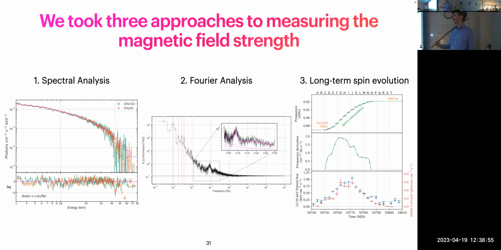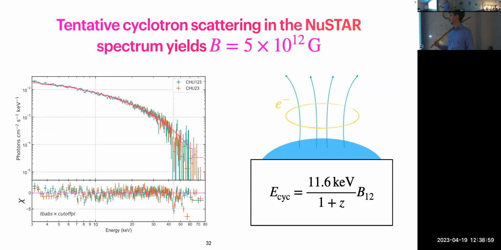So we saw that the thing spun up really fast, right? Okay, so one of the best ways to measure the magnetic field of a neutron star is to look for cyclotron lines.